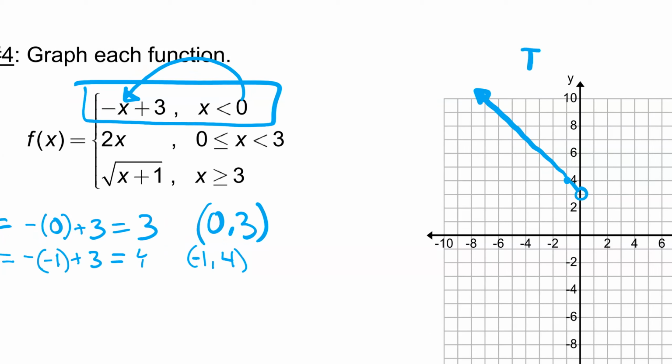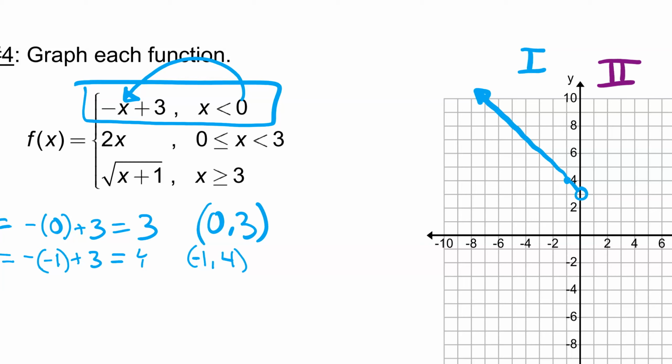Okay, so this is part 1 of my graph. How many parts do I have? 3. There's 3 different functions. Okay, that was to see if you're awake. Closed where? Negative 1, 4? Yeah. Negative 1 is less than 0, so it's included. 0 is not less than 0, so that's why I have open. 0 is not part of x is less than 0.